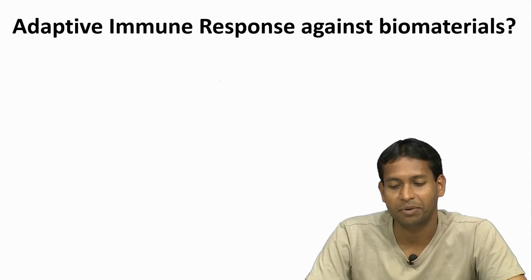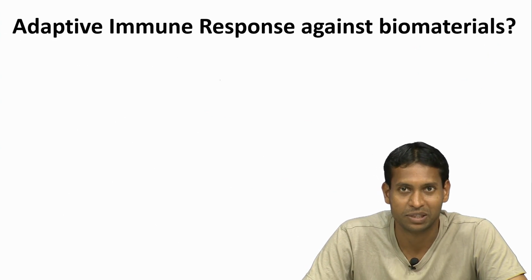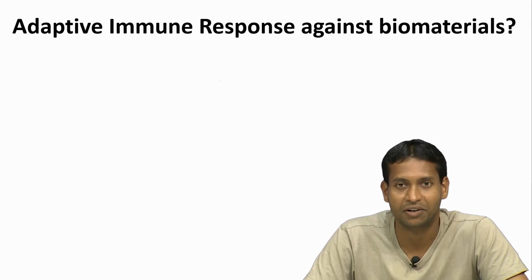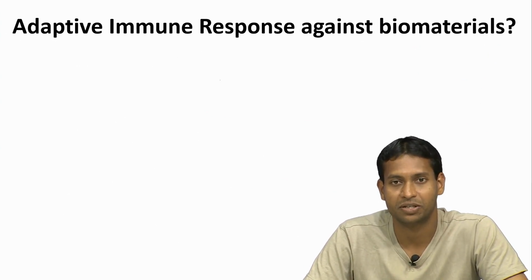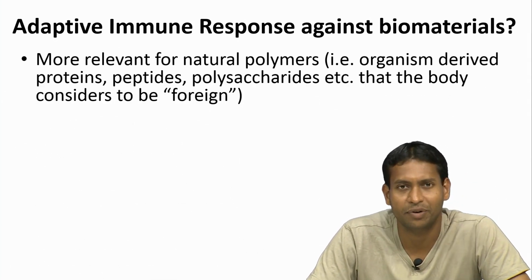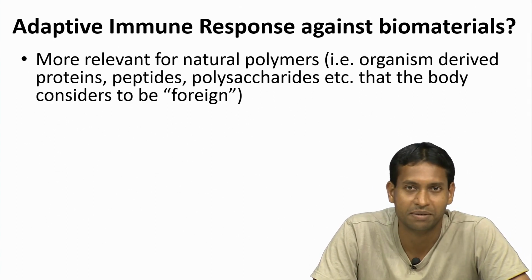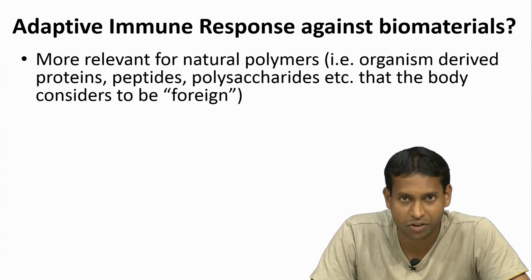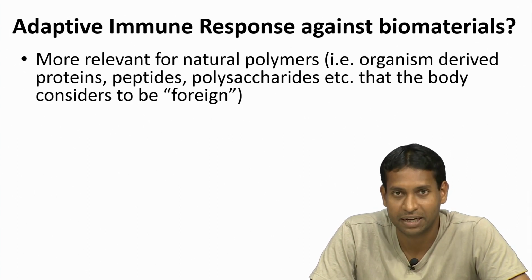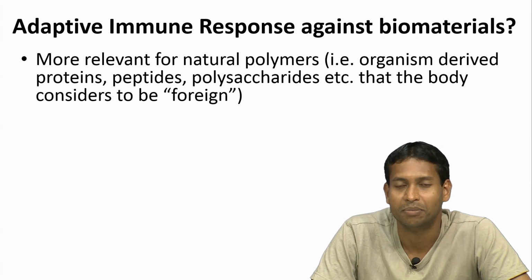So what about adaptive immune response against biomaterials? So how does that play around? Now because obviously we are talking about drug delivery and tissue engineering, how does biomaterial come into the picture here? So this is first of all more relevant to natural polymers. So if you have organism derived proteins and peptides and polysaccharides that are present in your body or that you are putting in your body through these materials, obviously the immune system is going to process those antigens.